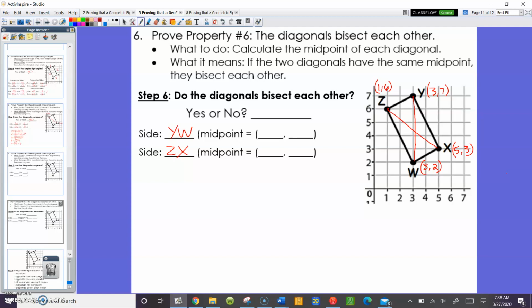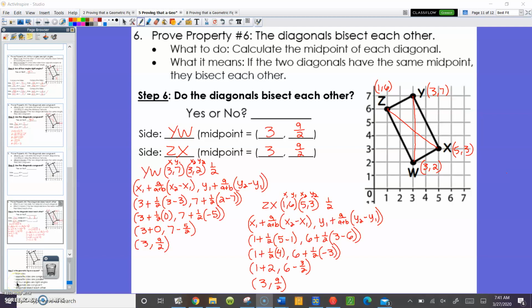So what I need you to do is go ahead and pause the video, use your partitioning line segments formula, and find the midpoint of each diagonal. Press play when you're ready to see what you should have gotten. So here's the work for the partitioning line segments. And the midpoint that you should have gotten was 3 and 9/2. So if the two diagonals have the same midpoint, then they bisect each other. So because these have the same midpoint, we can answer the question, do the diagonals bisect each other? With the answer, yes.